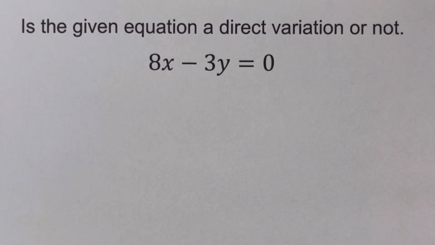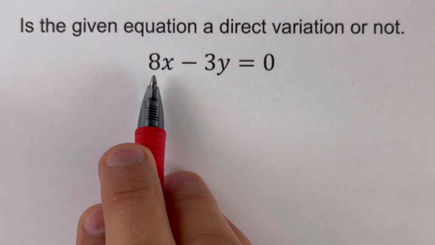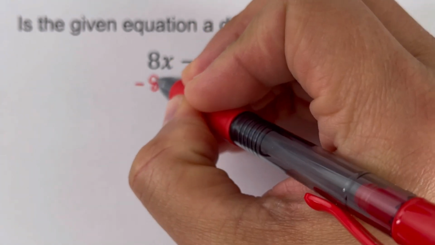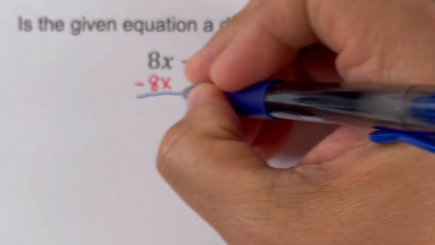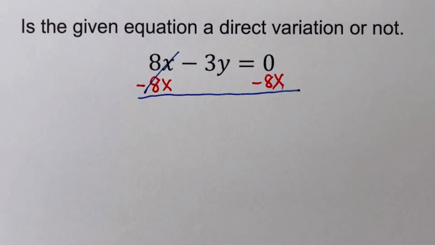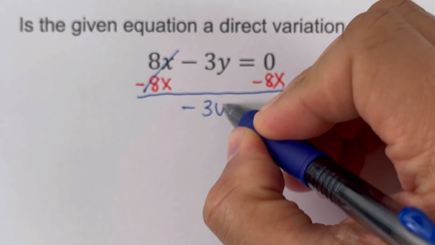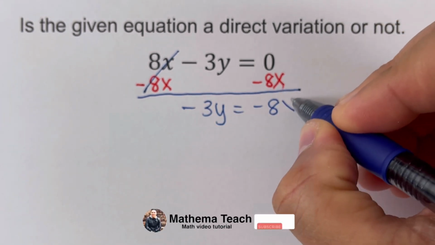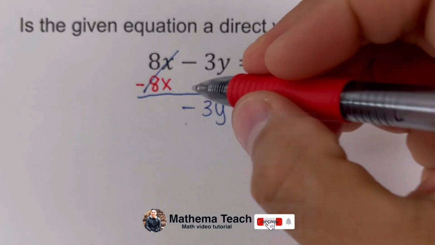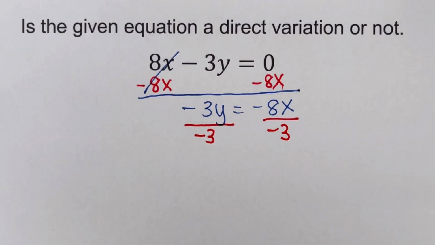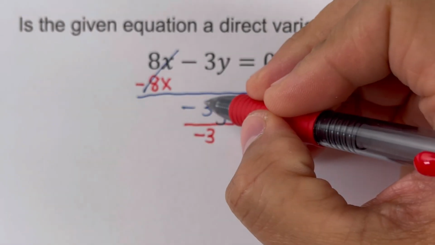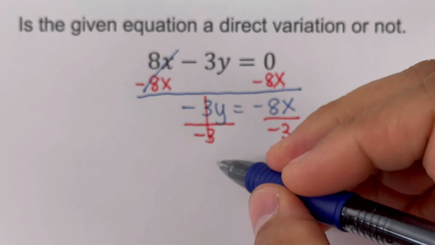Okay, again, in this example, y is not by itself. So we need to isolate y by itself here. What we are going to do is subtract 8x from both sides. So minus 8x and minus 8x, so that this would come out. So we can cross the 8x out. We are left with negative 3y equals negative 8x. We want y by itself, so we divide both sides by negative 3. Divide this by negative 3 so that we can cross out the negative 3 and negative 3. So we are left with just y on the left side.